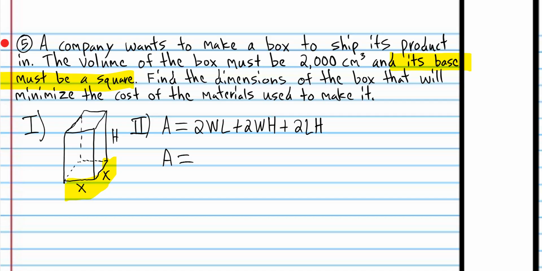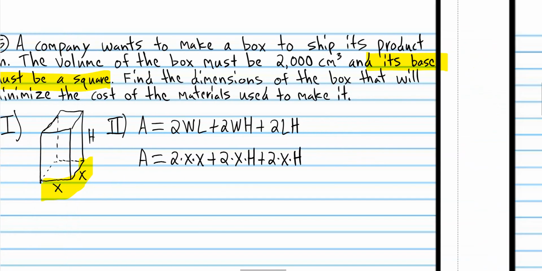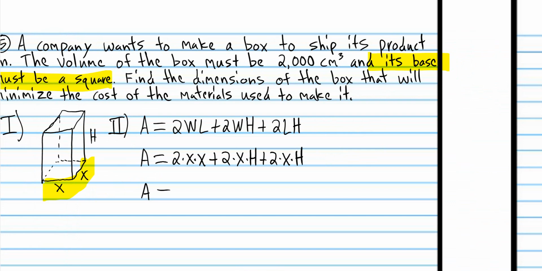So the width and the length are both x. That simplifies our equation. And so we have A is equal to 2x squared plus 4xh. Do you see why it's 4xh? Because these are like terms. 2 apples plus 2 apples is 4 apples.